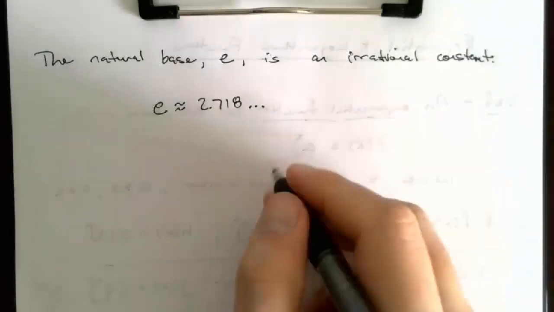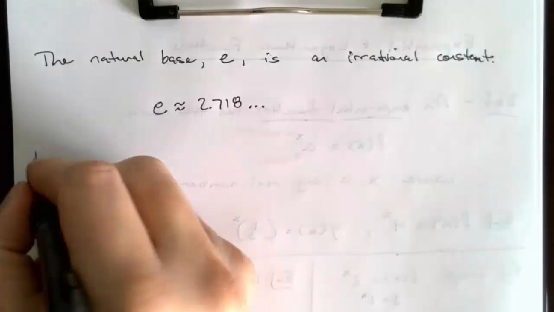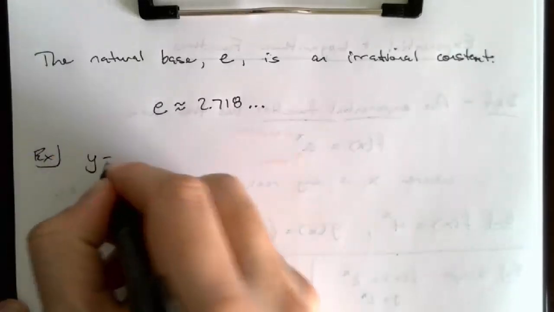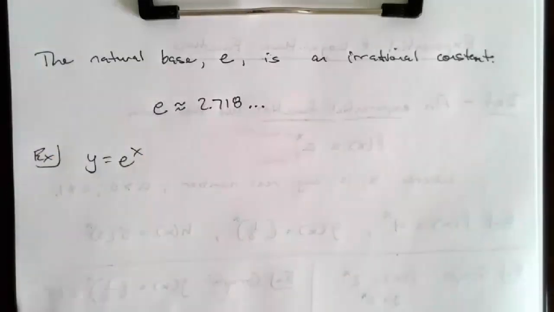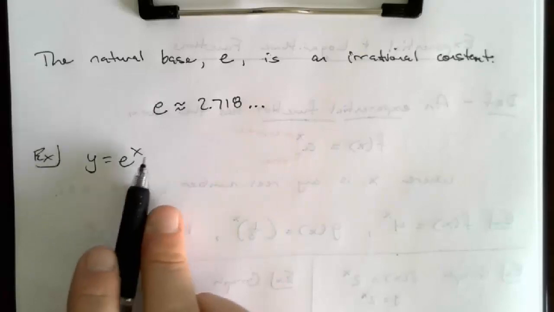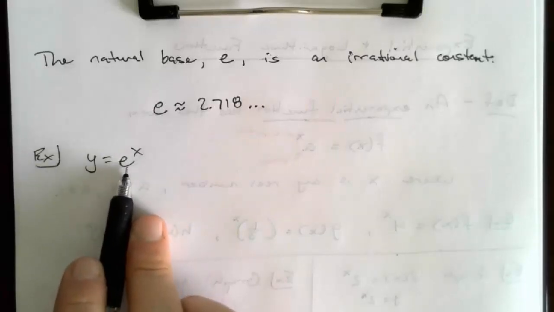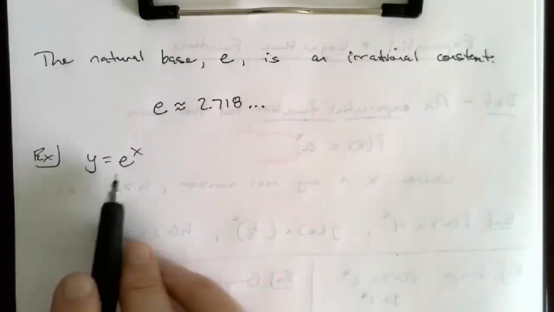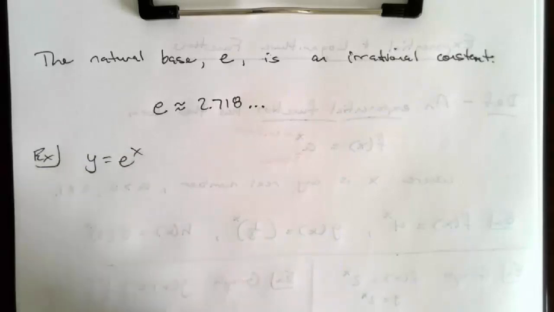But the thing that it relates to here is that, for example, if I had the function y equals e to the x, this meets our requirements for being an exponential function. It's a base, right? That's a constant, right? Greater than 0. 2.718 is greater than 0. And it's raised to a power of x, which is the variable.